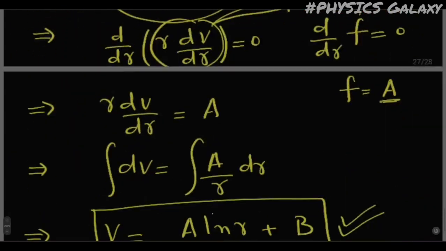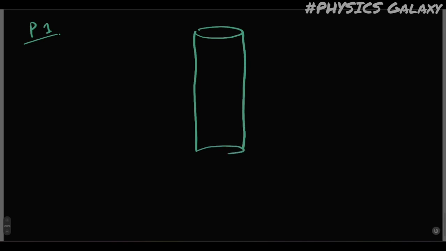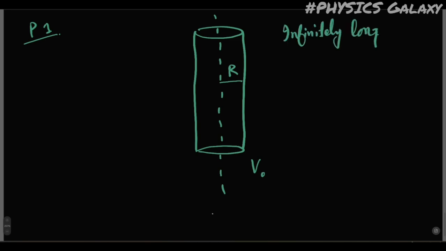Now let's do some problem in this case. So let's take a simple problem. This is problem number one. Let's take an infinitely long cylinder. There are no charges, so it's an infinitely long cylinder, right? Whose radius is capital R, and whose surface is at a potential V naught. So this infinitely long cylinder is at potential V naught.